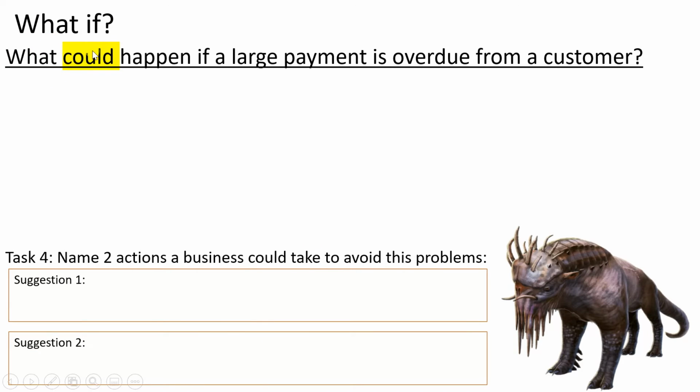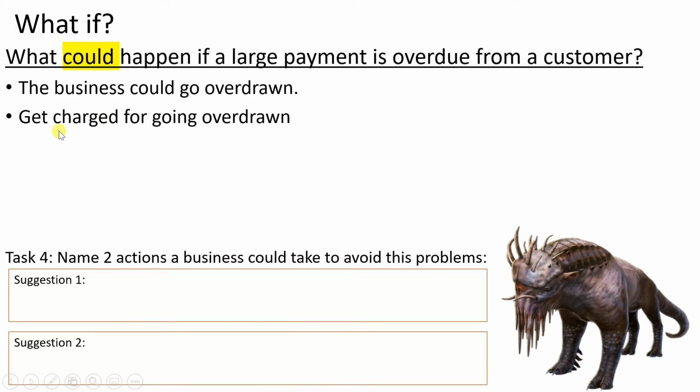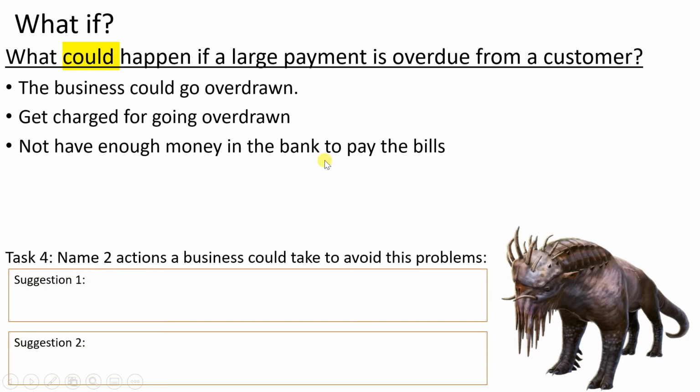Sticking with the what ifs then, we're now looking at what could happen if a large payment is overdue from a customer. So let's see if you've got any of these problems from the last slide. First point, the business could go overdrawn. If a large payment was overdue and they were made to pay it, they could go into negative money. That's what overdrawn means. Next, they could actually get charged for being overdrawn. Then they might not have enough money in the bank to pay the bills.